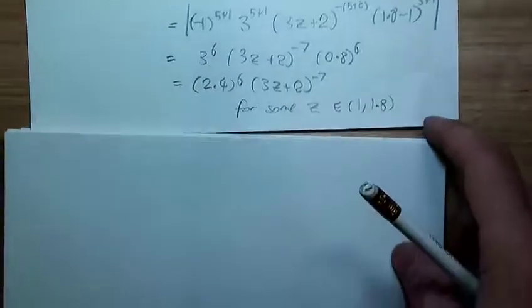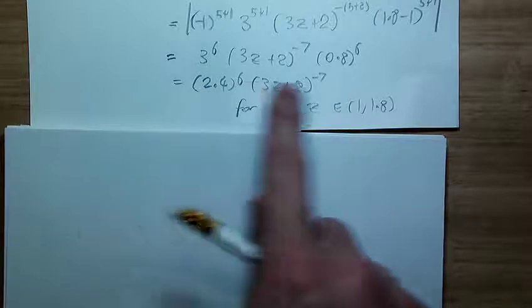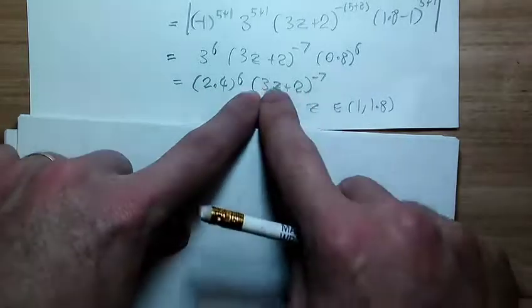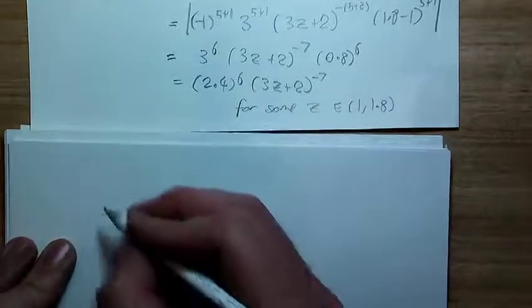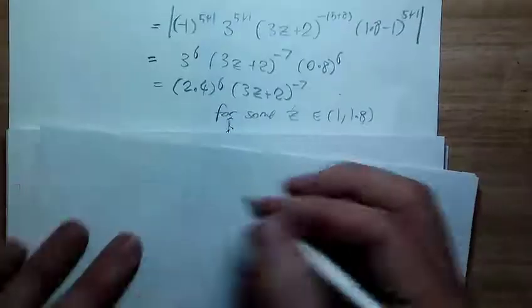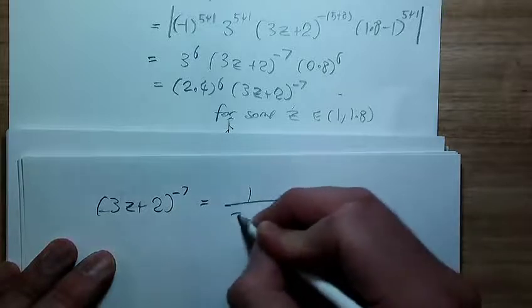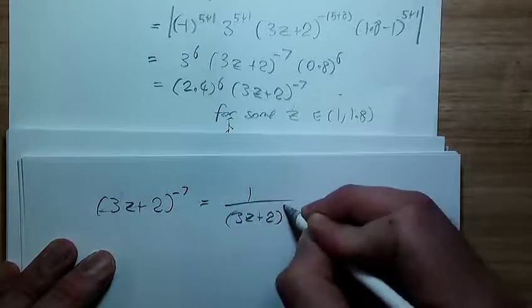Okay. So now it's saying I need an upper bound for this error. I know that there is a z between 1 and 1.8 that gives me the correct answer for the error, but I don't know what it is. So I've got to go through all the different options for what z could be and pick out of those whichever of them gives me the biggest answer for this. And that's going to be based entirely on just this bit. I'll just put it exactly as it is. 3z plus 2 to the minus 7 is 1 over 3z plus 2 to the 7.